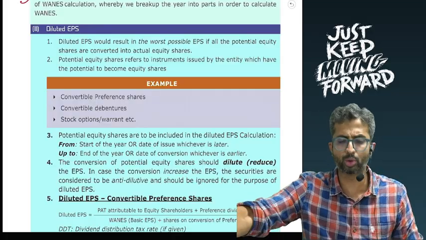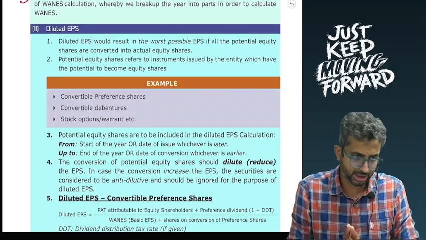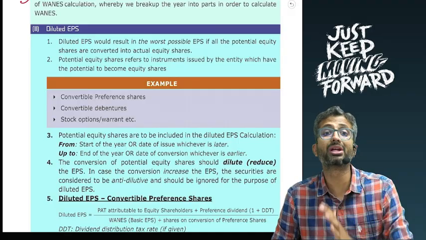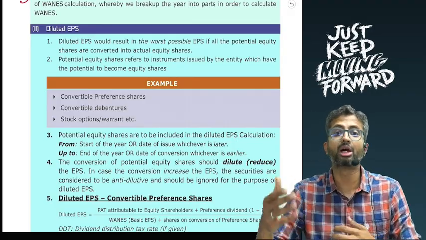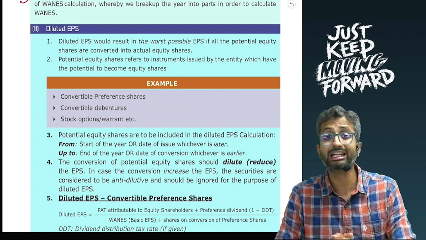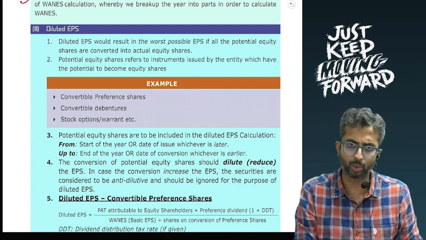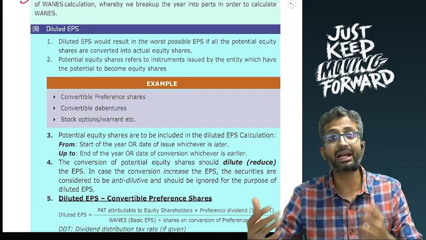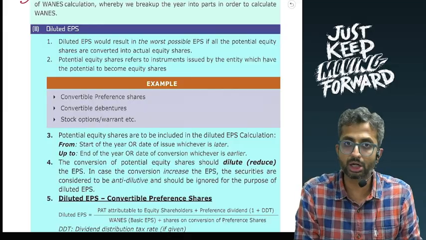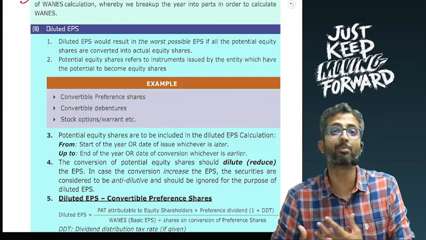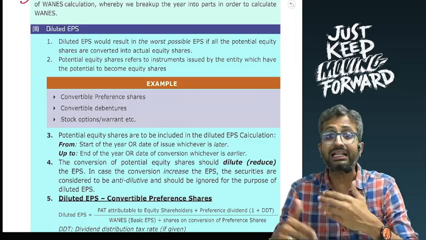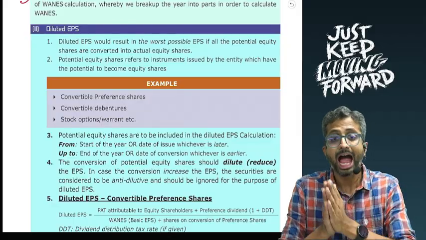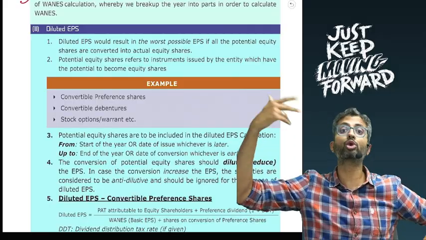Now first of all, before we proceed further, we need to understand what are potential equity shares. Potential equity shares are shares or instruments which have the potential to become equity shares, like a convertible debenture, like a convertible preference share, like an option or a warrant. These instruments have the potential to become equity shares. It has not yet been converted, but it has the potential to be converted, and hence we are trying to build a hypothetical position that if this was indeed converted, then what will be my EPS? But was it actually converted? Well, probably no, and hence we will have to assume a conversion.